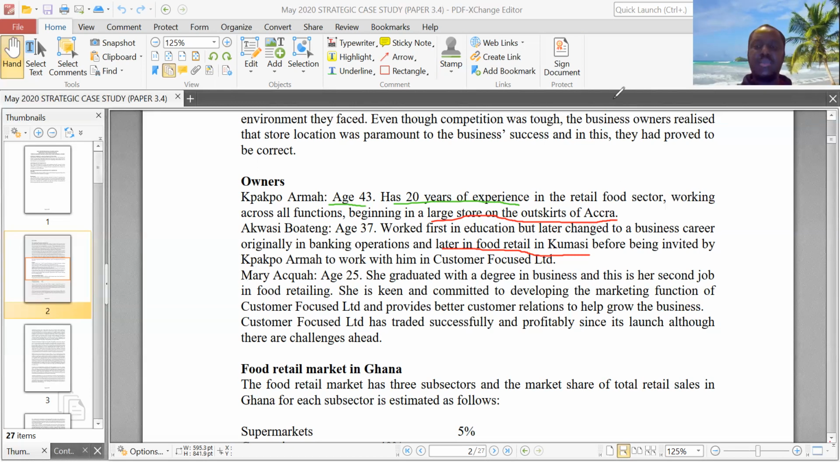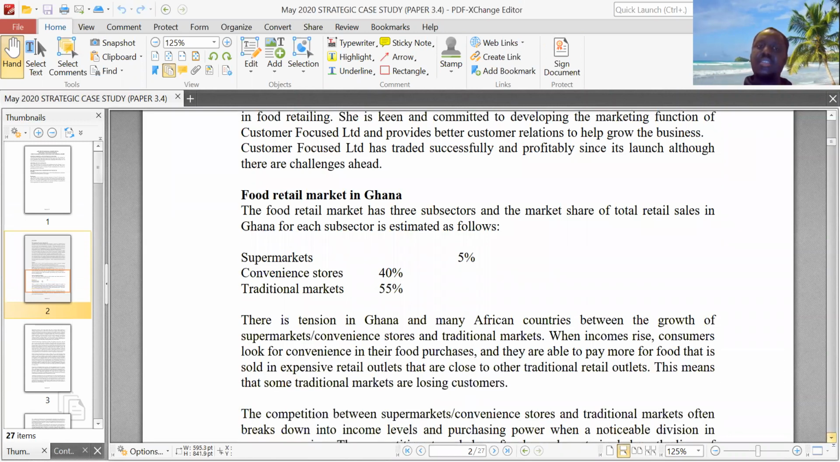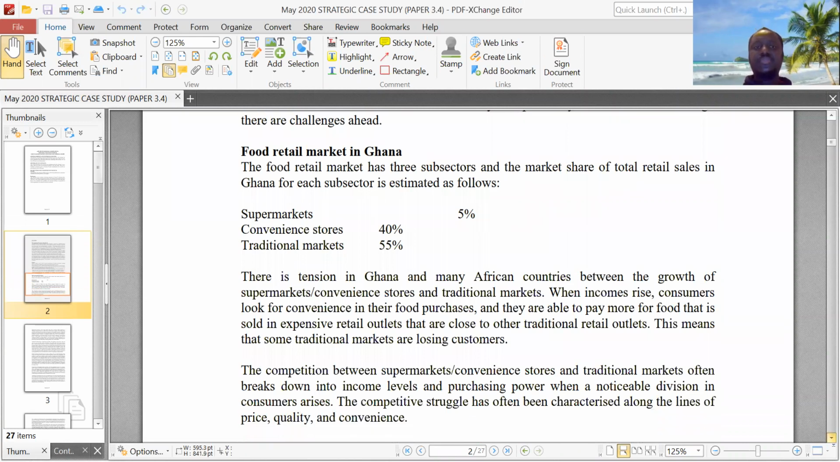Now let's move on to the next thing, which is the food retail market in Ghana. So here we are talking about the industry. Very, very key. I hope you are following me step by step. So the food retail market in Ghana has basically three sectors: supermarkets, which is 5%, convenience stores, 40%, traditional markets, 55%. There's tension in Ghana and many African countries between the growth of supermarkets / convenience stores and traditional markets.